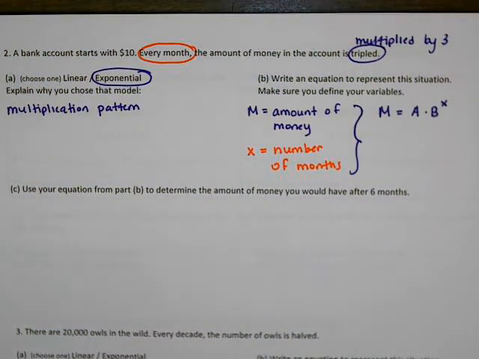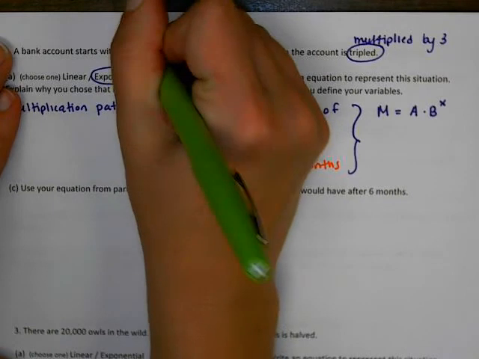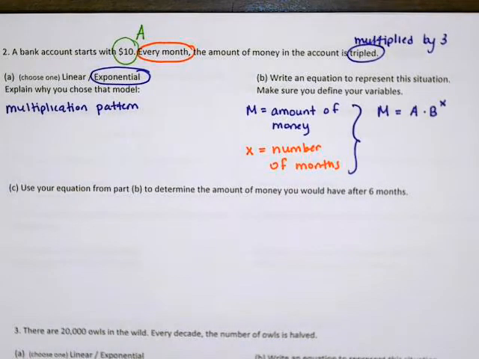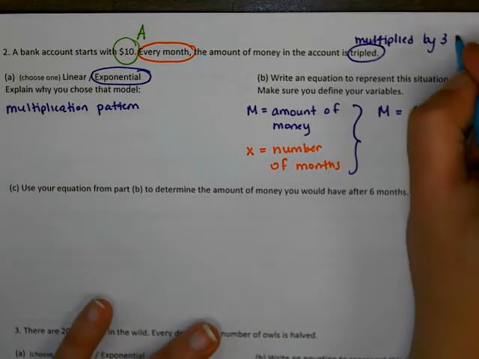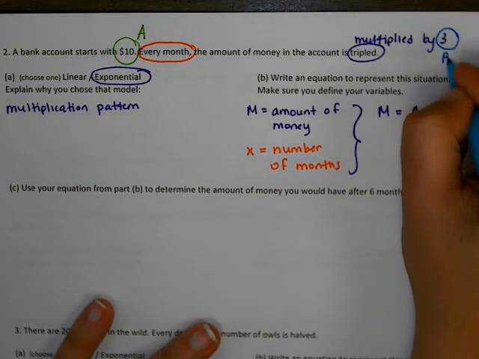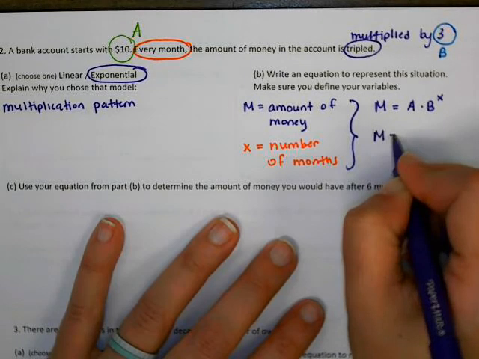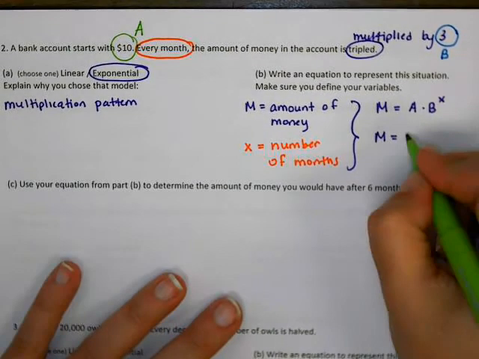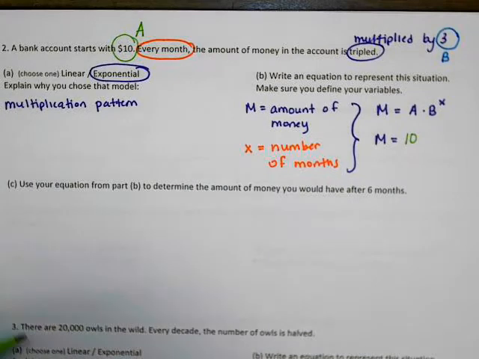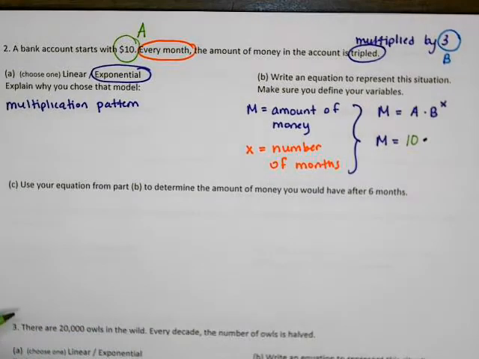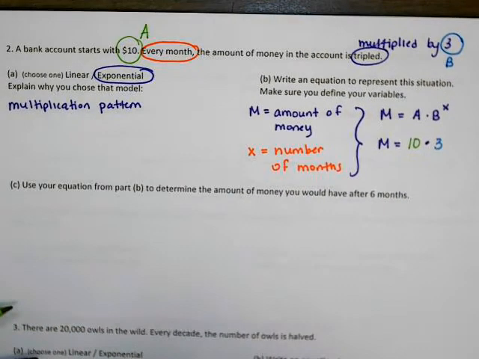Now my a is going to be my initial amount. So my initial amount here is $10. b is going to be whatever my pattern is, however much I'm multiplying or dividing by. So b is going to be 3, which means my equation, when I fill in those numbers, will be 10 times 3 to the x power.